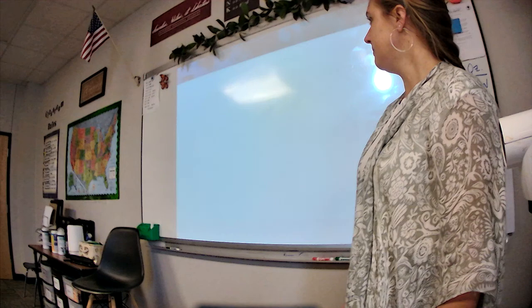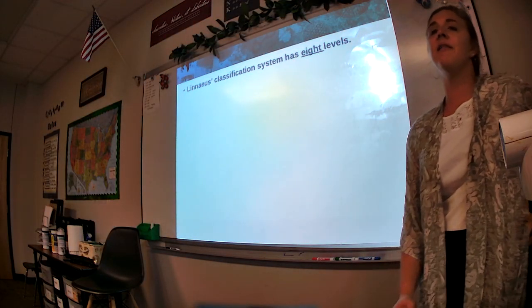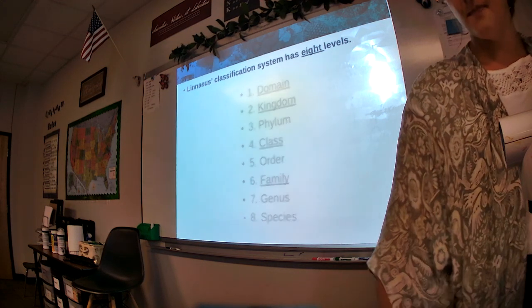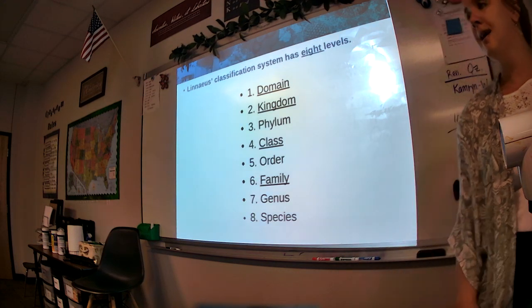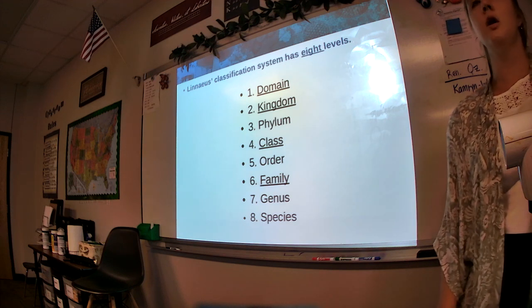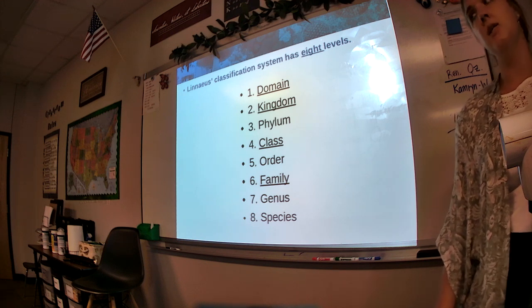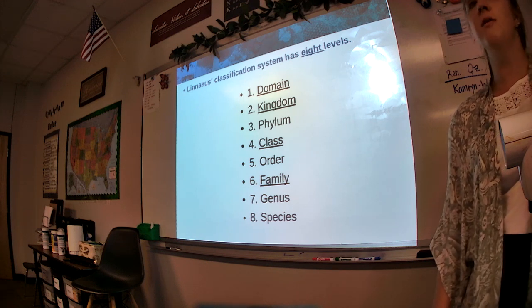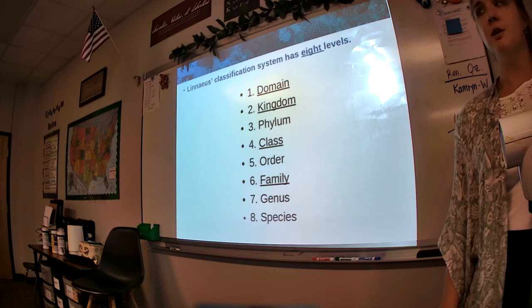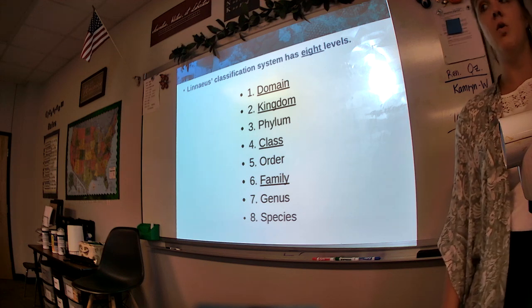Next one. Linnaeus' classification system has 8 levels. Here's where you write this in your notes: domain, kingdom, phylum, class, order, family, genus, species. You do have to memorize these 8 levels for your test. Not anytime soon, but you do have to memorize the 8 levels in order.